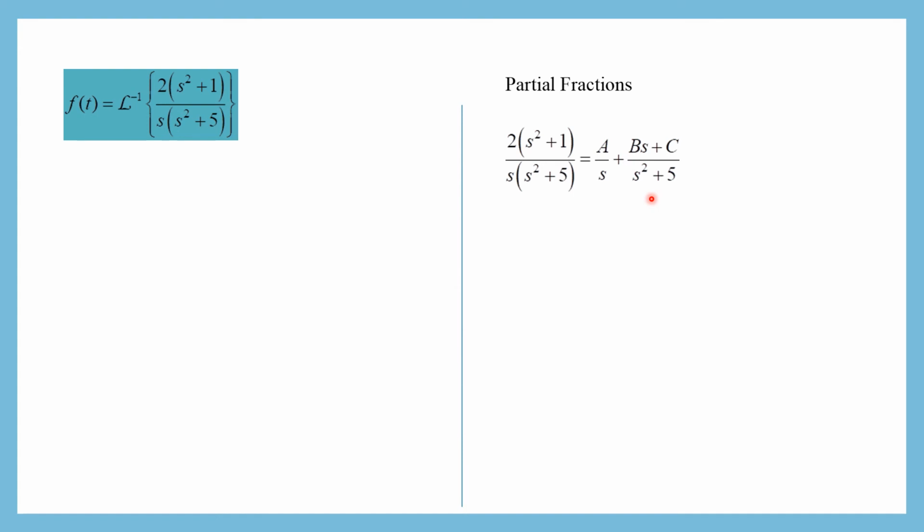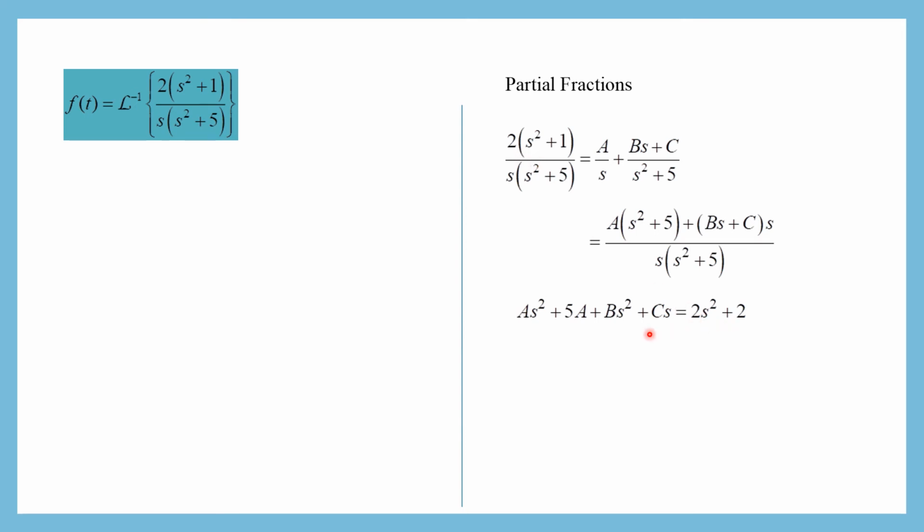Now we are going to find a, b and c. To do that, we firstly take the common denominator between these two factors. So we'll get the numerator now is a times (s squared plus 5) plus (bs plus c) times s, divided by s times (s squared plus 5). Now the left side is equal to the right side, meaning that the left numerator must be equal to the right numerator. So expanding the right numerator, we get as squared plus 5a plus bs squared plus cs. Expanding the numerator on the left, we get 2s squared plus 2.